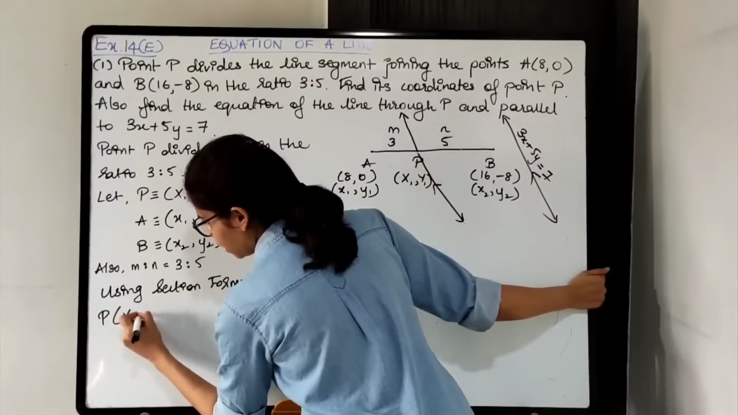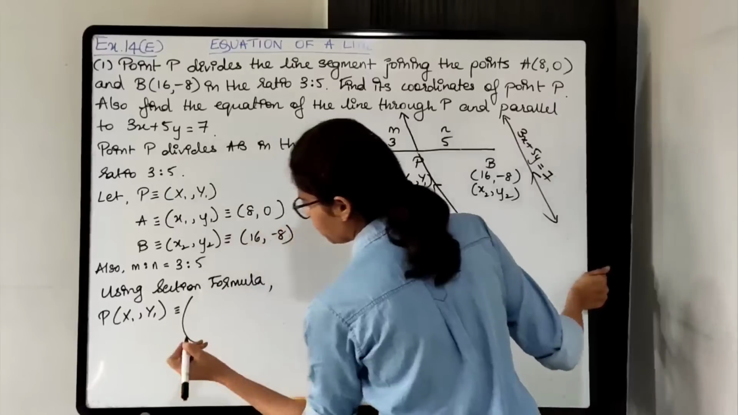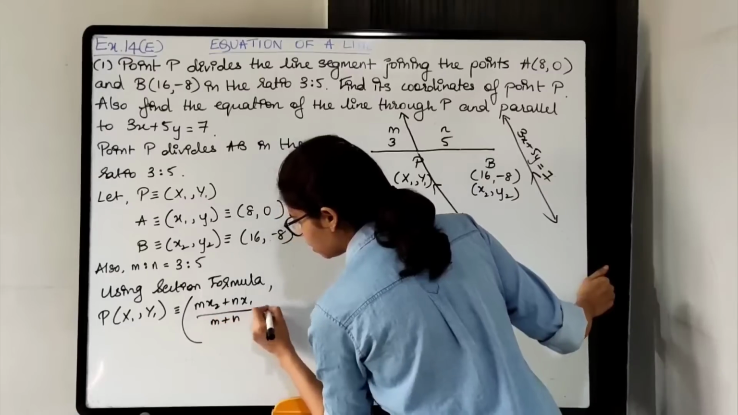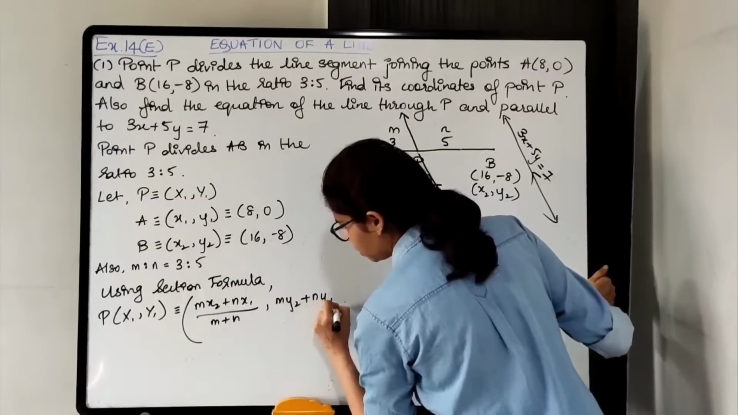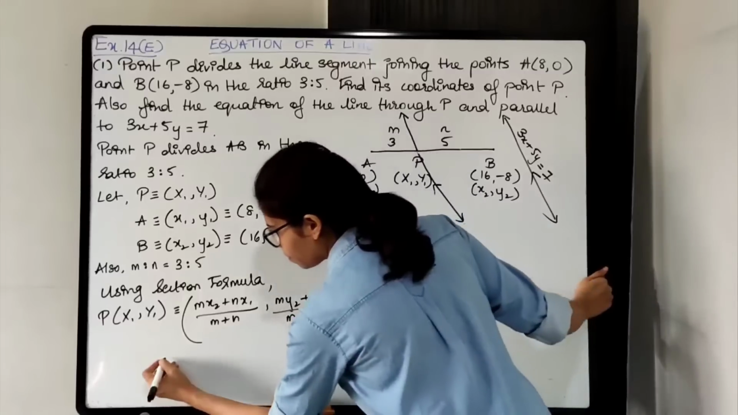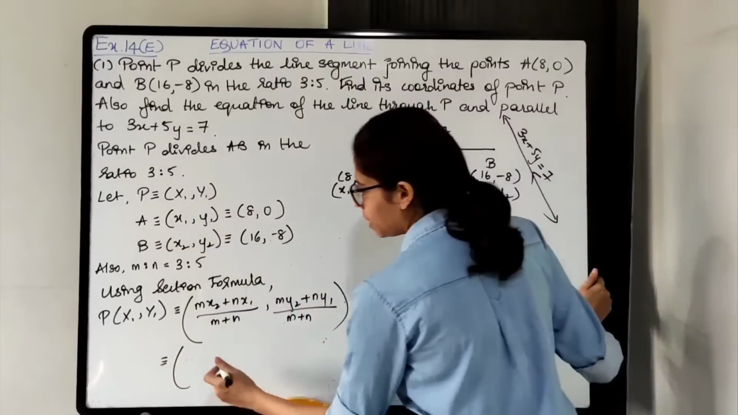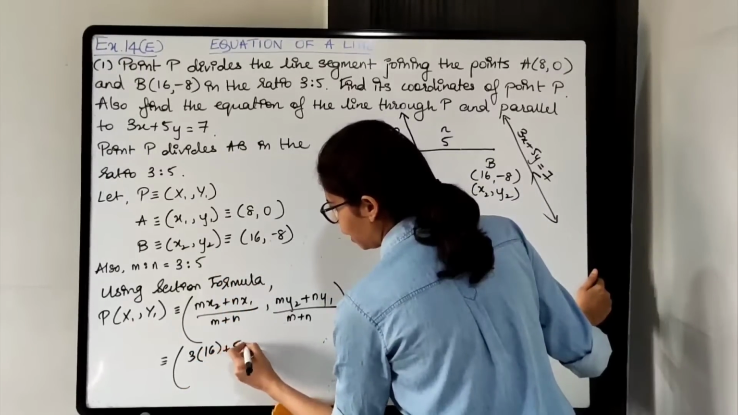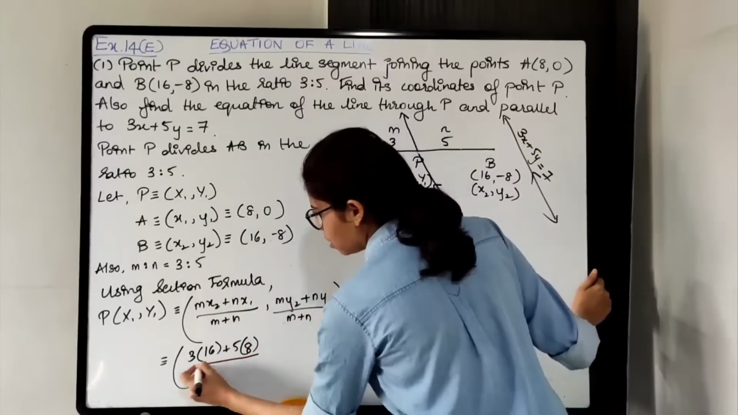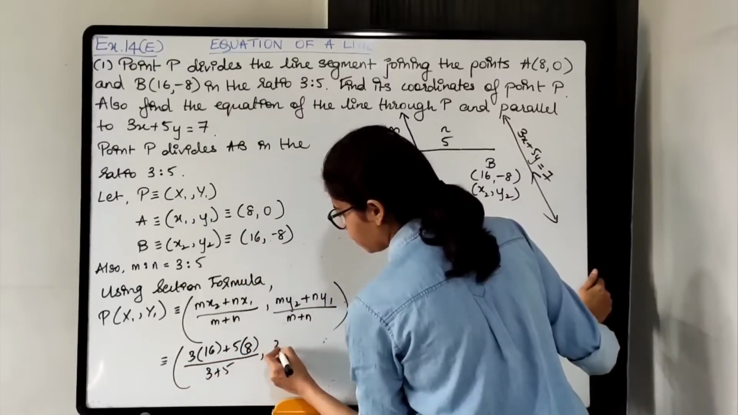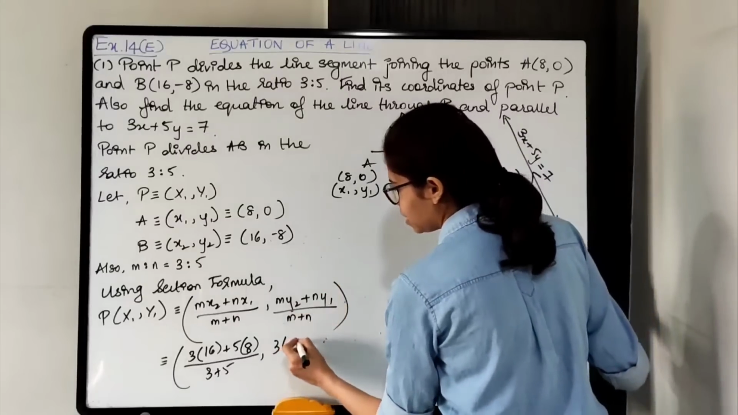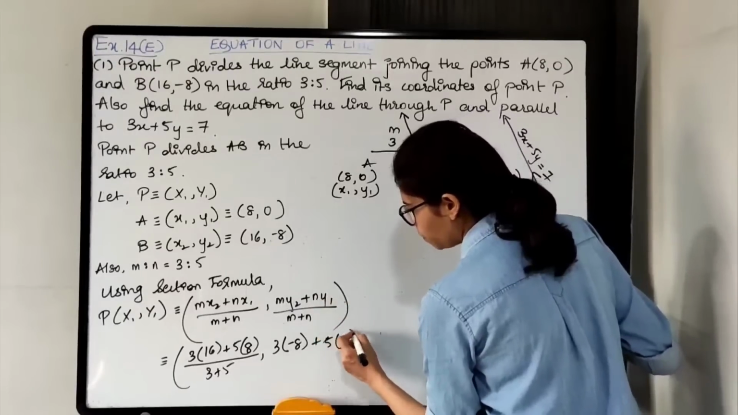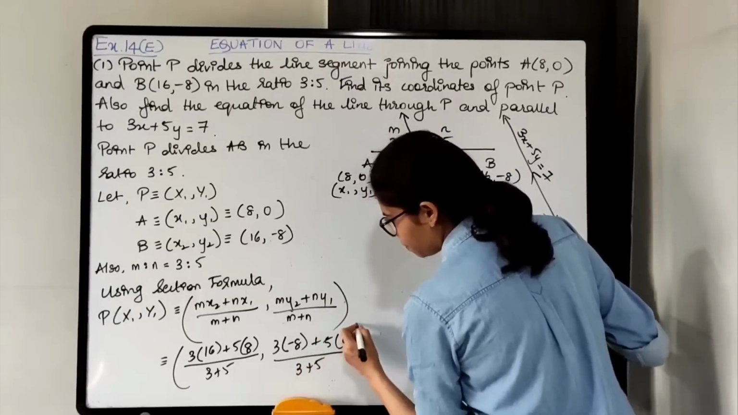P(x1, y1) will be (mx2 plus nx1) upon (m plus n) and (my2 plus ny1) upon (m plus n). Put the values. M है 3 into x2 is 16 plus n is 5 into x1 is 8 upon 3 plus 5. 3 into y2 is minus 8 plus n is 5 into y1 is 0 upon 3 plus 5.